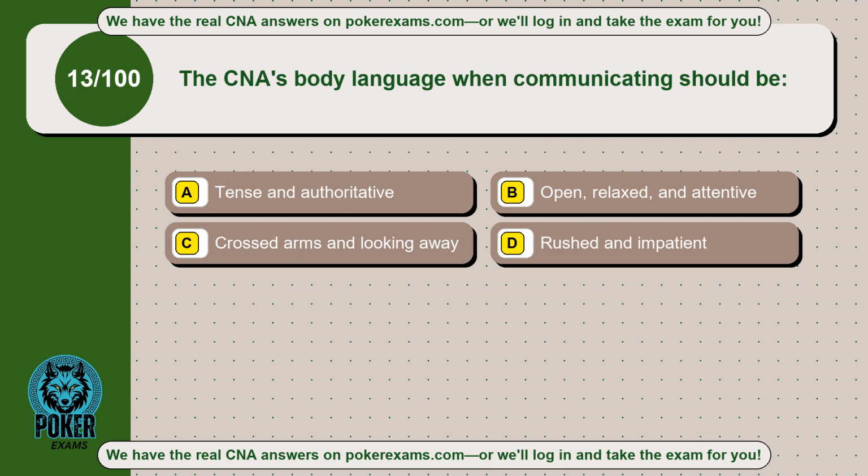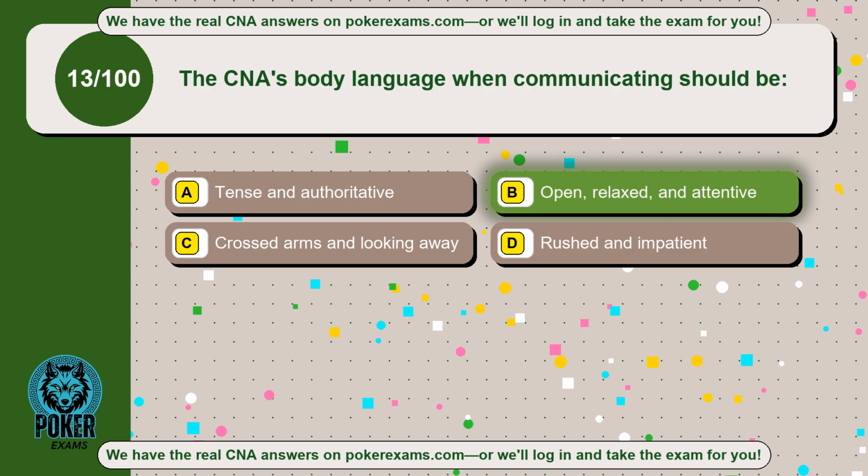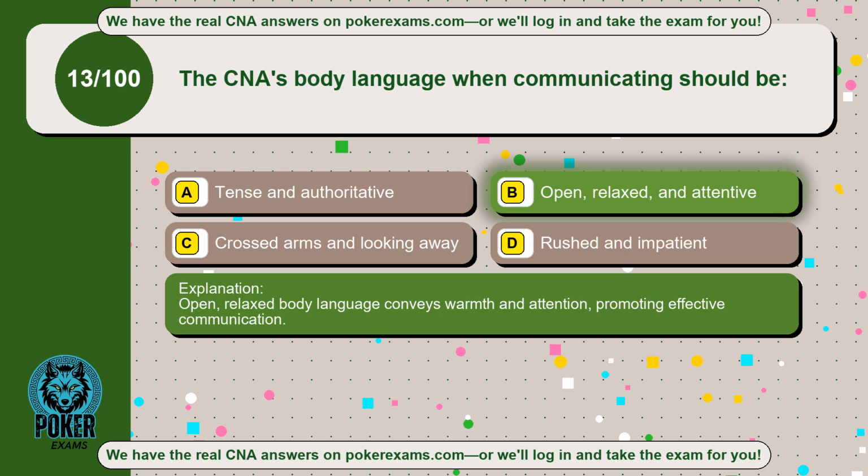Question 13. The CNA's body language when communicating should be: Option A, tense and authoritative. Option B, open, relaxed, and attentive. Option C, crossed arms and looking away. Option D, rushed and impatient. The correct answer is option B. Open, relaxed, and attentive. Open, relaxed body language conveys warmth and attention, promoting effective communication.